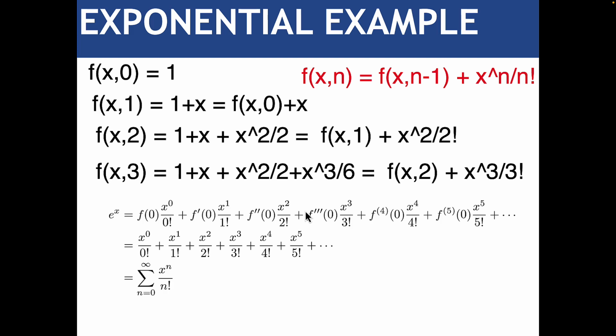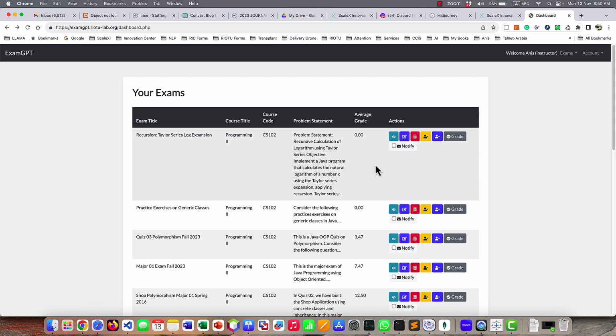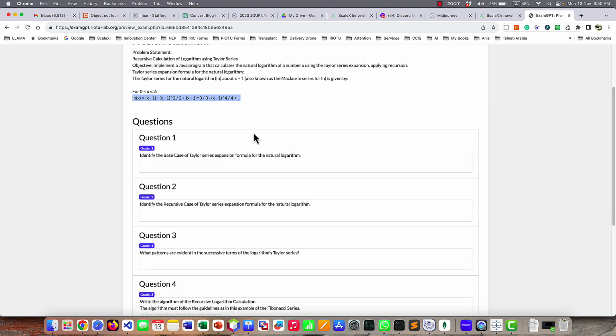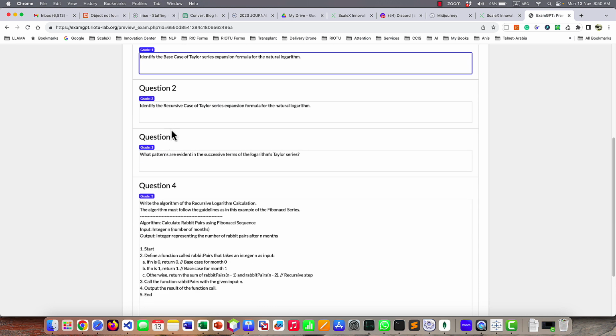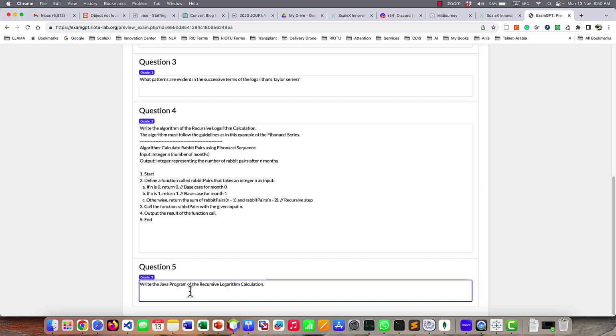Now you have an exercise very similar to this one, which you can find on exam GPT. You have the expression of the logarithmic. Do the same thing: base case, recursion, pattern, algorithm, Java. Try to apply this one, and tomorrow share with me what your problems were. I will do the grading by tonight, so try to finish this by tonight, and tomorrow we can discuss if you face any difficulty. Okay, that's fine.